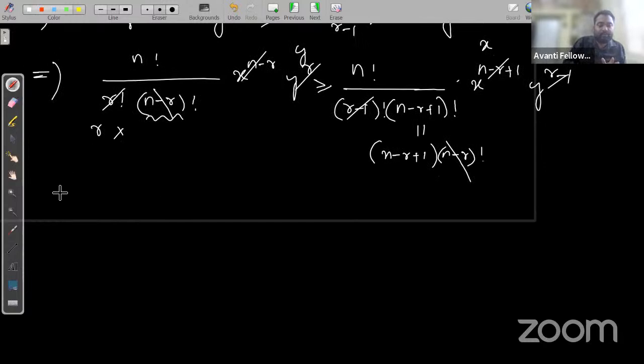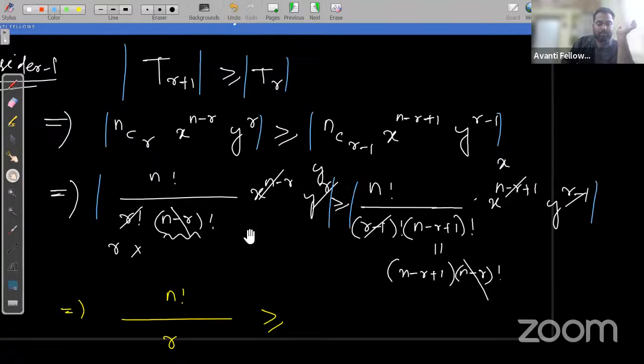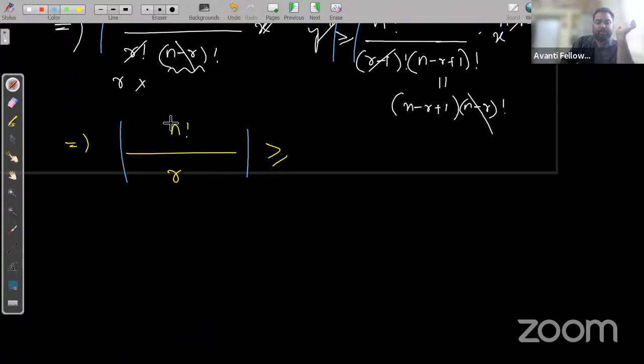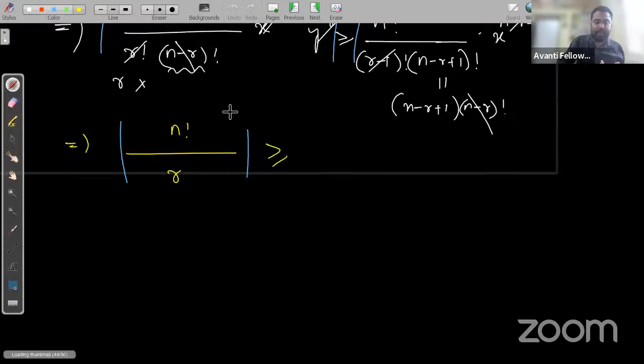We are having here n factorial upon r, which is greater than or equal to, we forgot to take the modulus actually. Always there are modulus. Remember, always there are modulus. Now we are talking about the numerically greatest value. In this formula also you are having modulus. We are discussing the numerically greatest term. That's why. So here we are getting n factorial upon r into mod y.